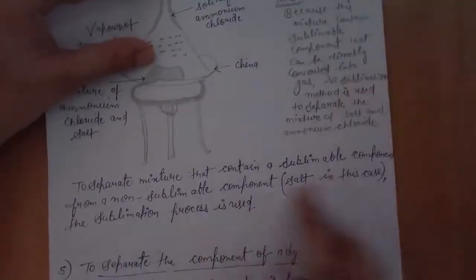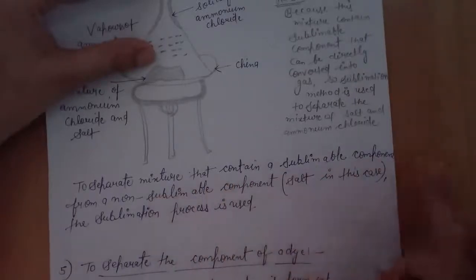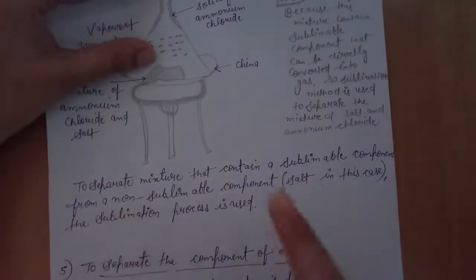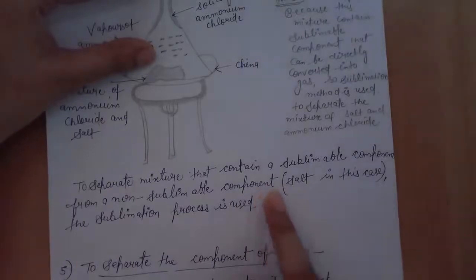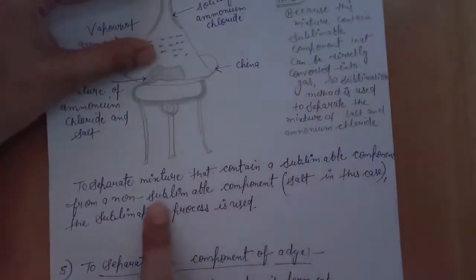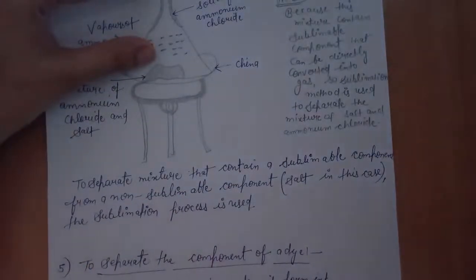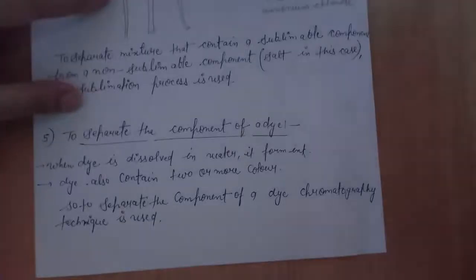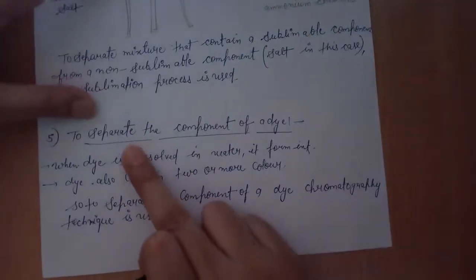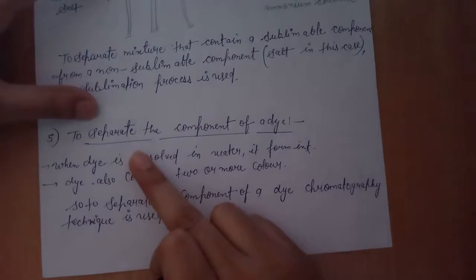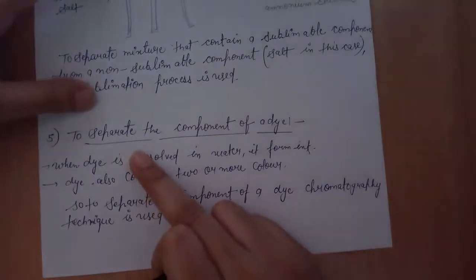To separate a mixture that contains a sublimable component from a non-sublimable component, and in this case salt is the non-sublimable component, the sublimation process is used. Students, next method here is for the separation of the different components of a mixture.